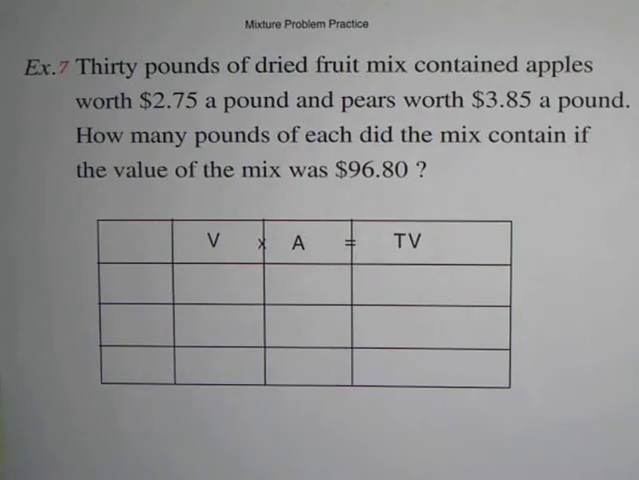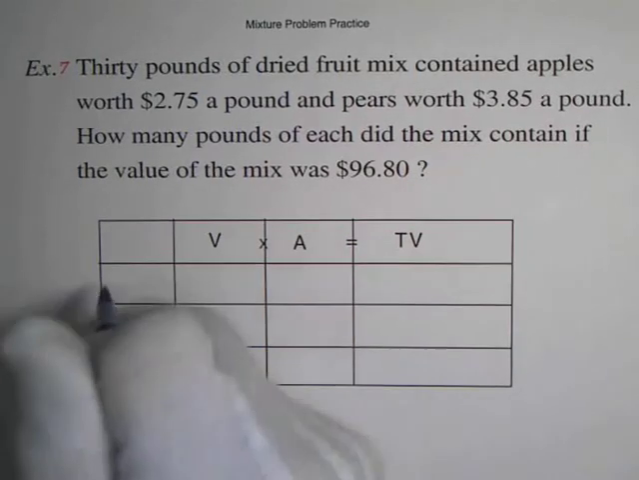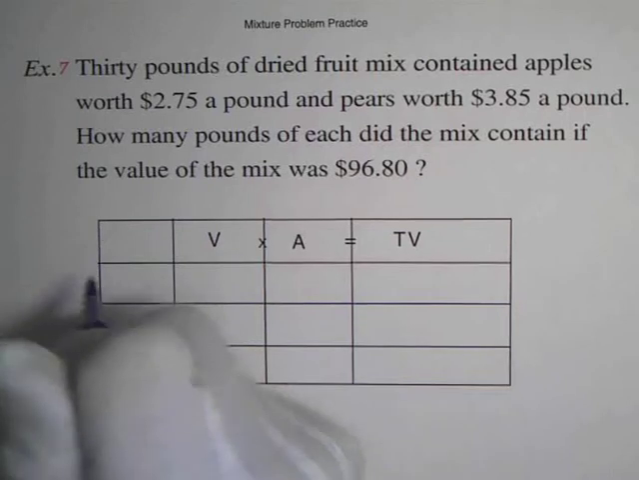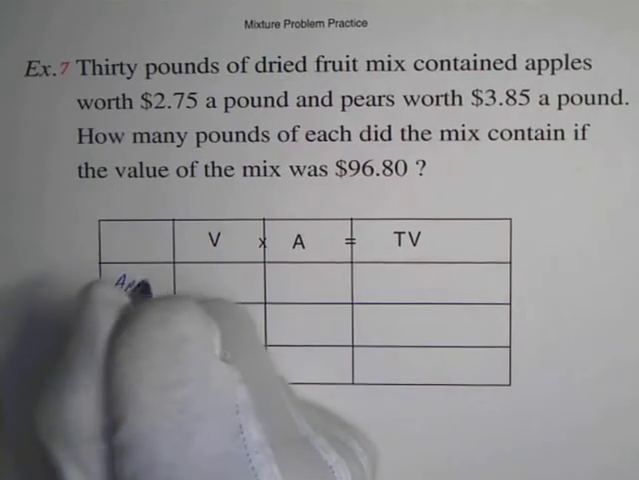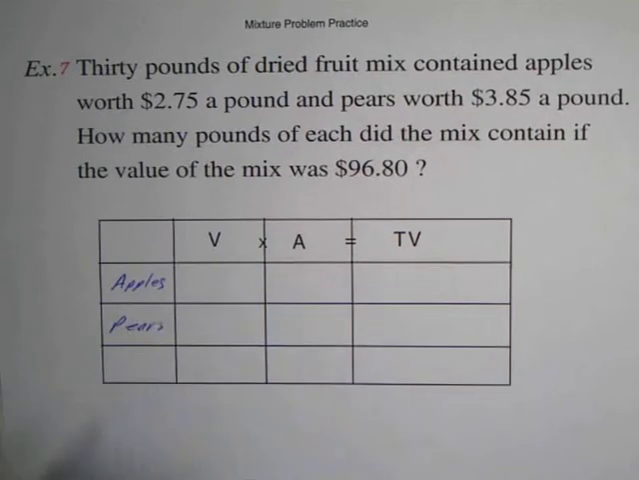Okay, so it says 30 pounds of dry fruit contain apples worth $2.75 a pound and pears. So we got apples and pears. All right, $2.75 a pound for the apples, and the pears are $3.85 a pound.